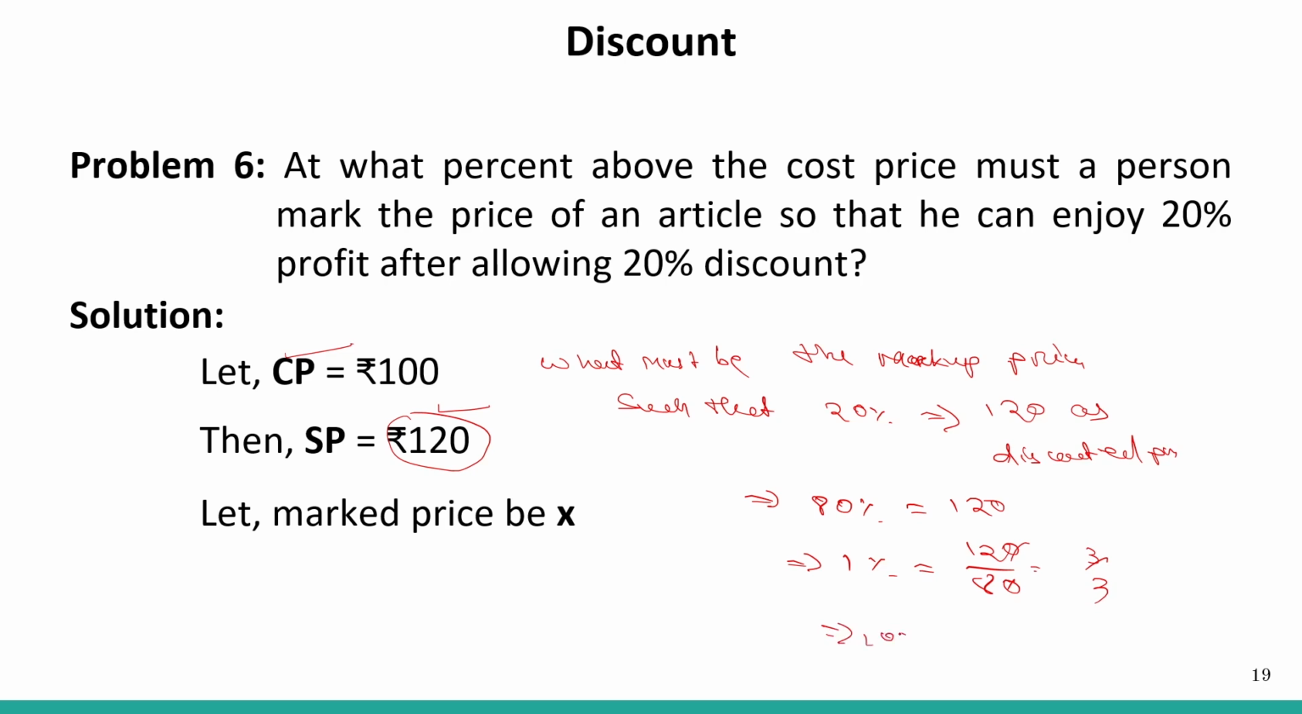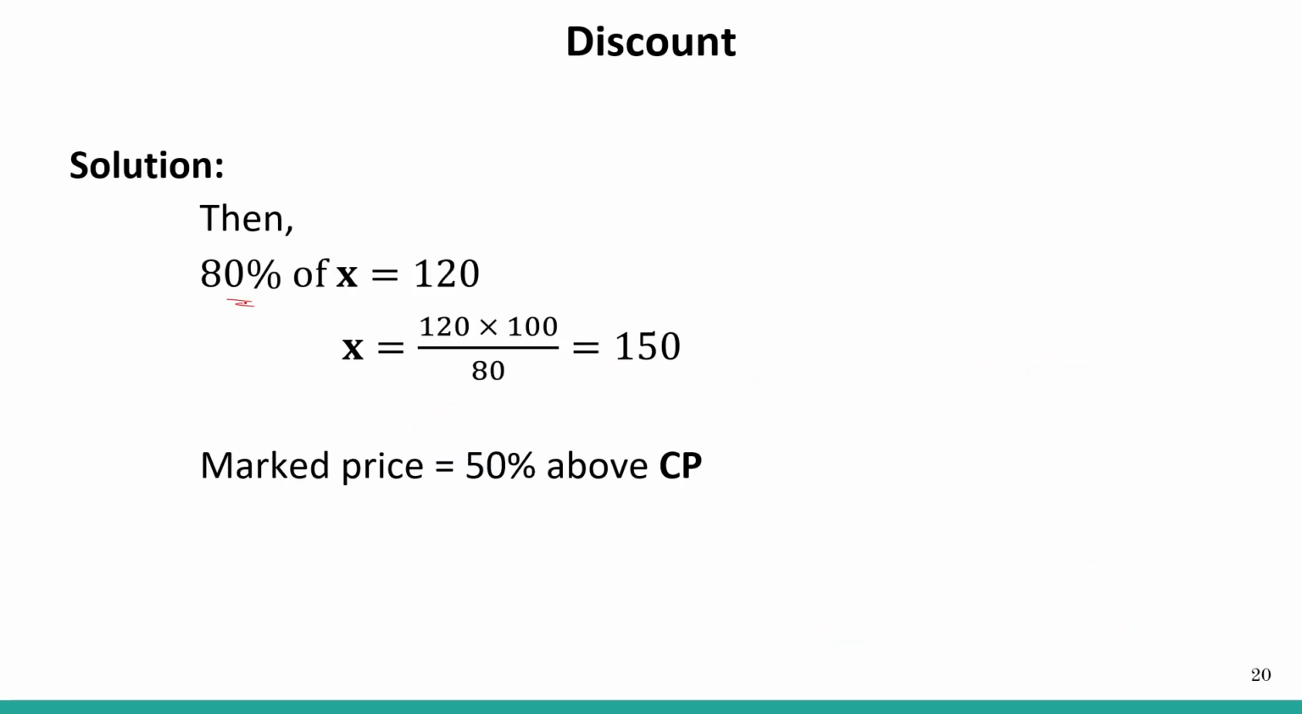So this implies that 100% is equal to 300 by 2, that is equal to 150. Okay. So the price must be 150 rupees. This must be the mark price, so that he could sell it at 120 and still get 20% profit after giving a 20% discount. So 80% of x is equal to 120 rupees. So x is equal to 120 into 100 by 80, that is nothing but 150 rupees. So the mark price is 50% above the cost price.